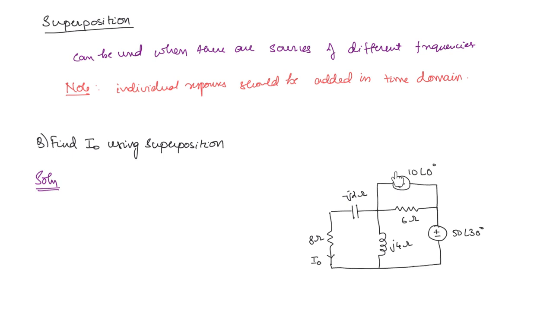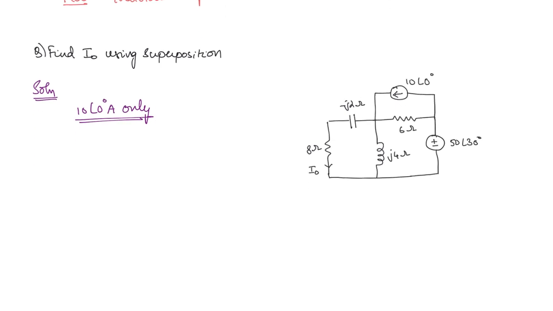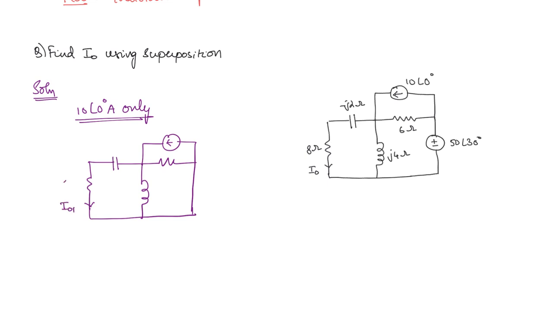First we will take the current source. In that case, what will happen to the voltage source? It will be short circuited. So you can redraw the circuit here: 10 angle 0 degrees ampere current source only. Rest of the circuit will remain as it is. Only the voltage source will be short circuited. Now this current we will take as I naught 1 to differentiate it from the actual current.